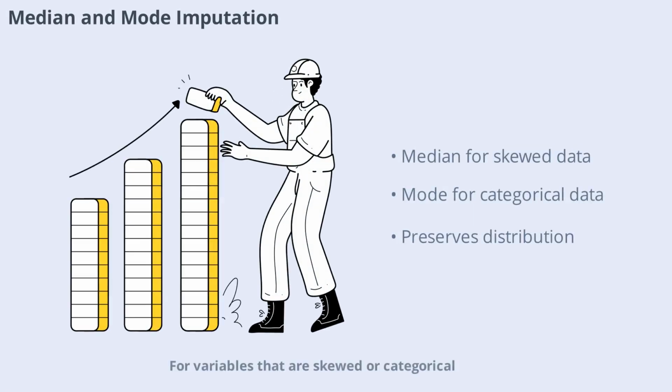For variables that are skewed or categorical, median or mode imputation can be more appropriate than mean imputation. Median imputation uses the middle value, while mode imputation uses the most frequent value. These methods help preserve the distribution of your data, but like mean imputation, they can still reduce variability and may not be suitable for all situations.